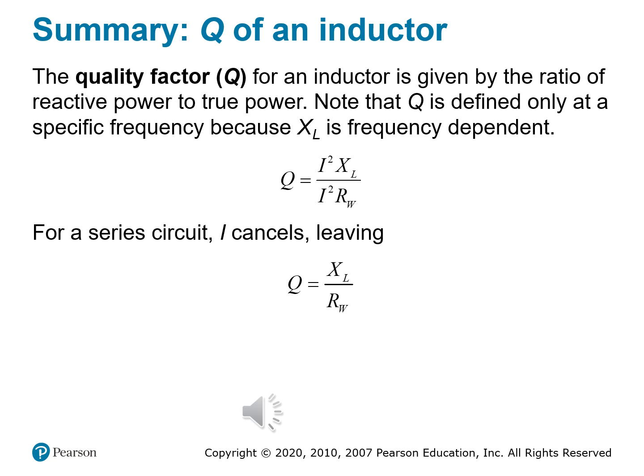So X sub L, inductive reactance, increases with frequency, or it's frequency dependent. R sub W is just that winding resistance. That stays relatively constant. The higher the reactance and the lower the resistance, the better the Q. And why does this matter? Because it gives you insight into energy efficiency. It also gives you insight into the bandwidth of resonant circuits. It can tell you how sharp or selective a filter or a tuned circuit is going to be.